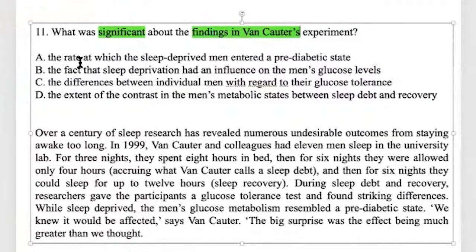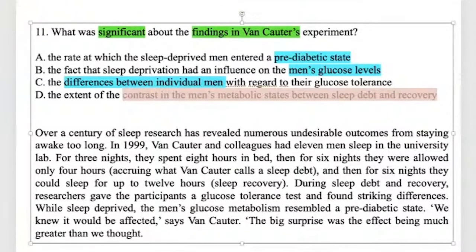Now in the answer options, what is important? Entered a pre-diabetic state. Next, the fact that sleep debt had an influence on men's glucose levels. Then the differences between individual men with regard to their glucose tolerance. And the extent of the contrast in the men's metabolic states between sleep debt and sleep recovery.